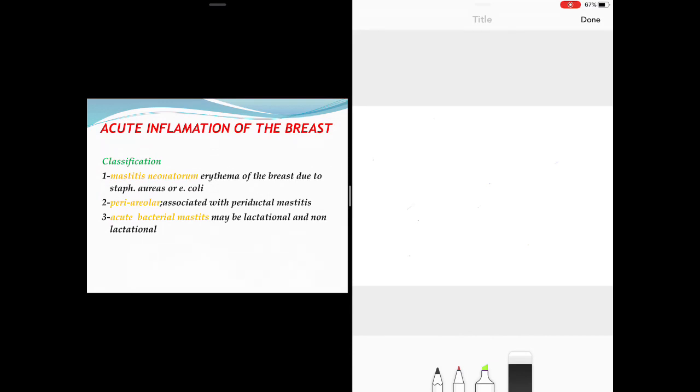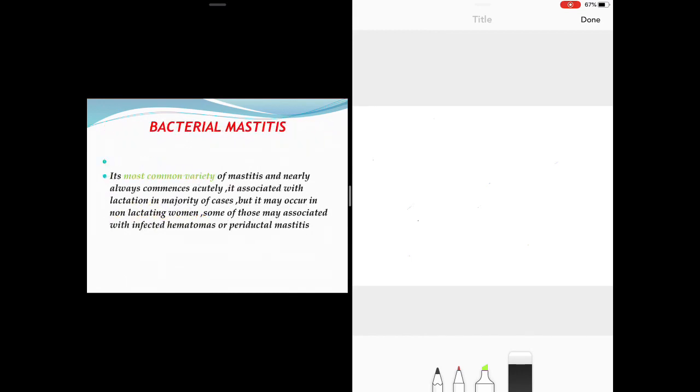The classification of inflammation of the breast: mastitis neonatorum. What is this? Inflammation of the breast due to Staph aureus or E. coli. Periareolar is associated with periductal mastitis. Acute bacterial mastitis may be bacterial, lactational or non-lactational, but the most common is lactational breast abscess.